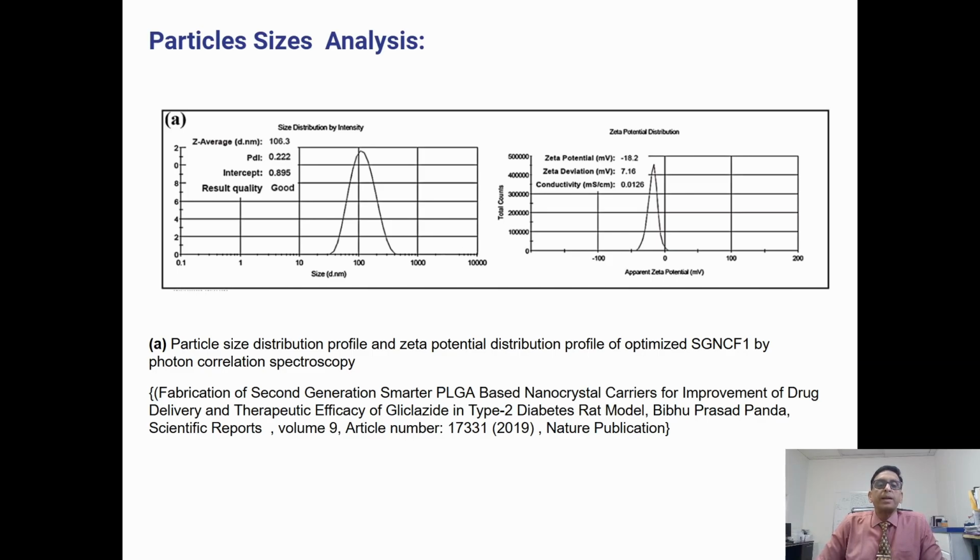106.3 nm, and the polydispersity index also can be obtained, giving the dispersibility, and the result is characterized using photon correlation spectroscopy, or zeta sizer. Similarly, zeta potential and particle size can be analyzed using a zeta sizer. This is an example where the fabrication of a second generation smarter PLGA nanocrystal formulation was published recently, and that work highlighted how particle size plays an important role in manufacturing or formulation development of any dosage form.